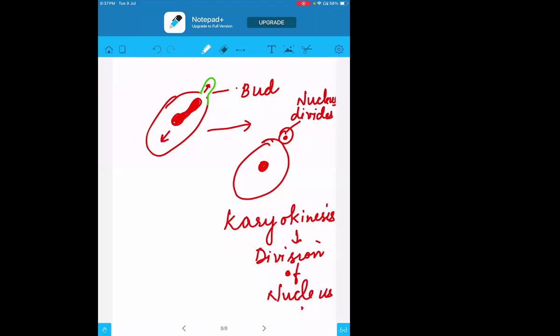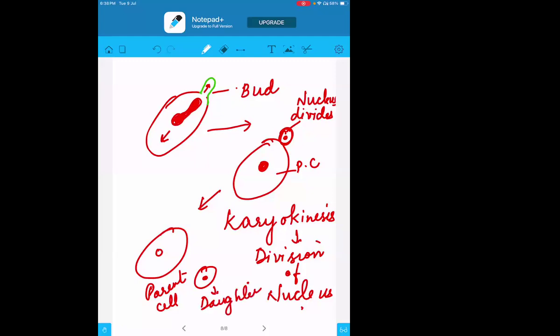So the parent cell will be there. In it, the nucleus will start constricting and the small bud will form. Ultimately, due to continuous constriction, the nucleus will divide into two. One will stay in the parent cell, and one half of the nucleus goes to the bud part. Finally, when the bud matures, it gets segregated from the parent cell. This is the parent cell, and this is the daughter cell.